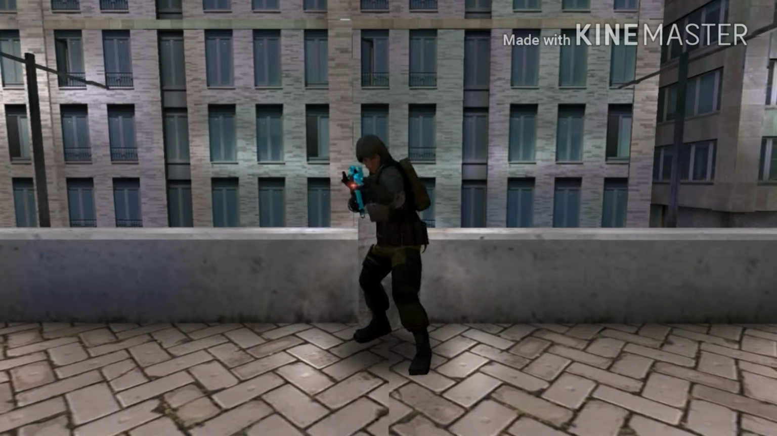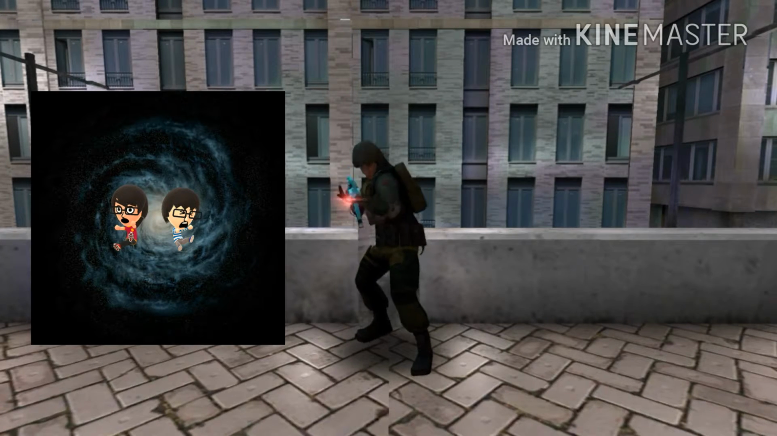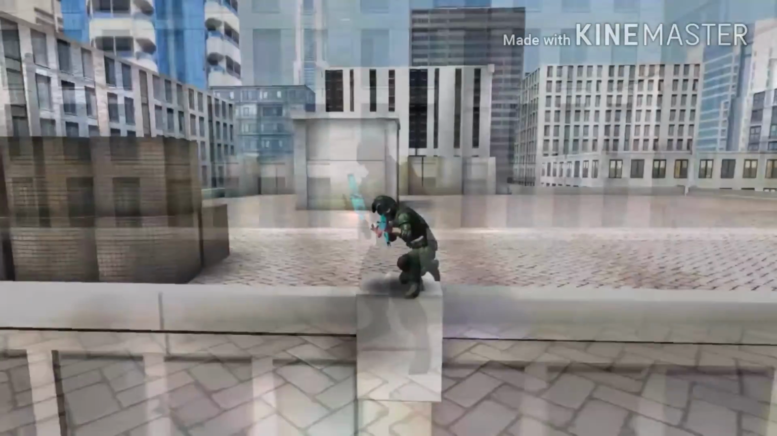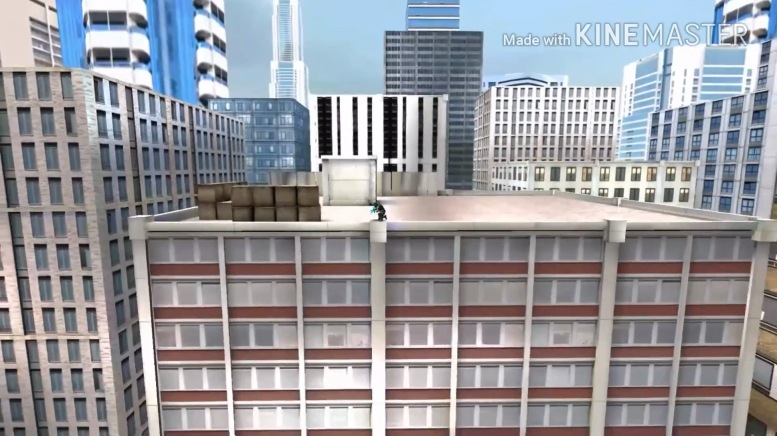Now that we're done with projectile motion, we'll now be moving on with free fall. So free fall is basically when a person or object is falling only under the force of gravity, and that's it. Now we can just jump off the building.